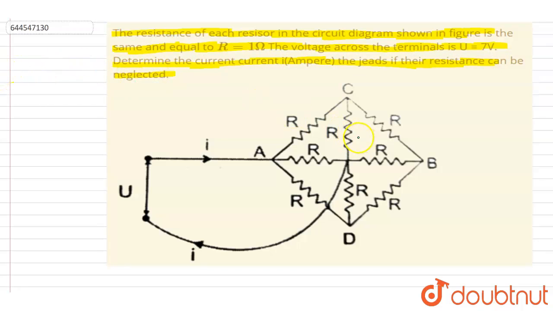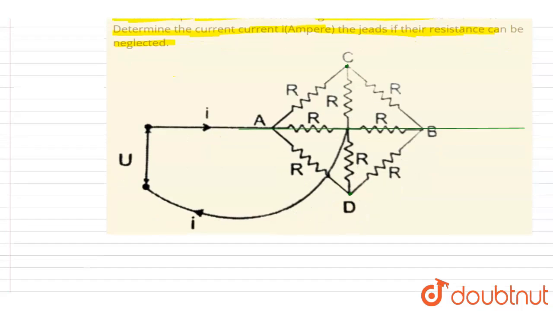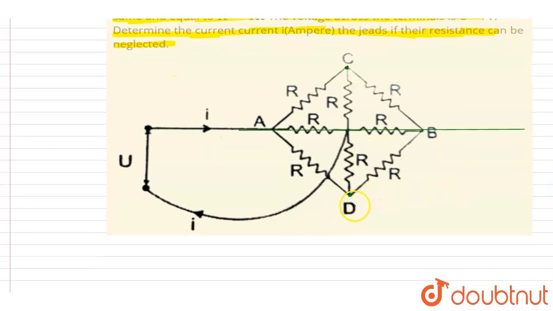So if you see, this is the diagram. From the symmetry, there is a symmetry about this line. Can you see the symmetry about this AB line? From the symmetry, the point C and point D will be at the same potential. So you can just say that this is also at the same potential as that of the point C. So you can name this as C point only, right?